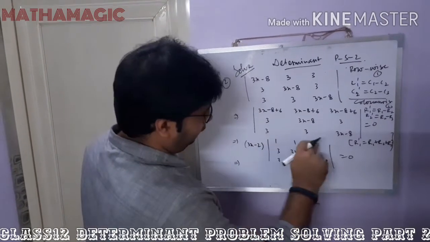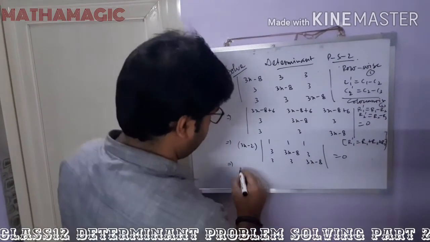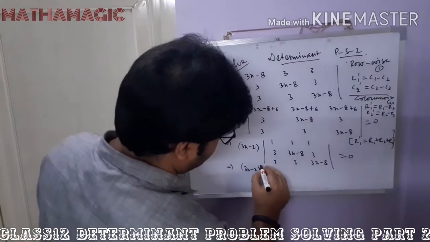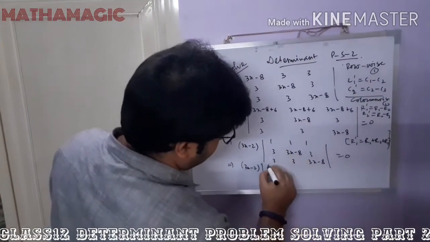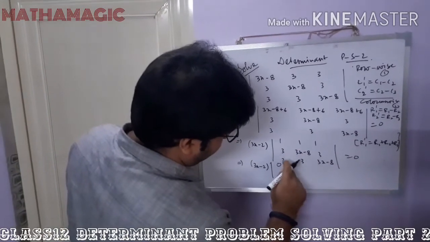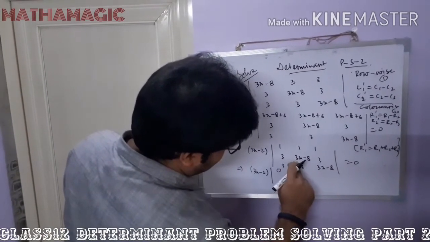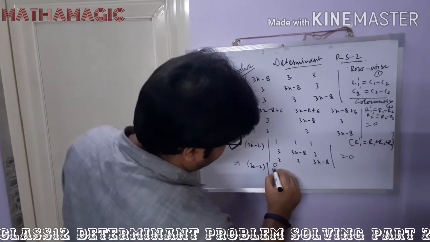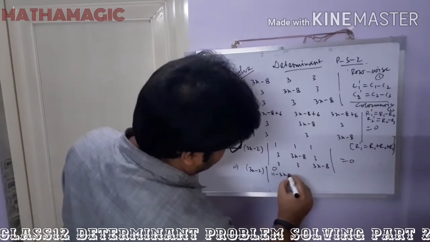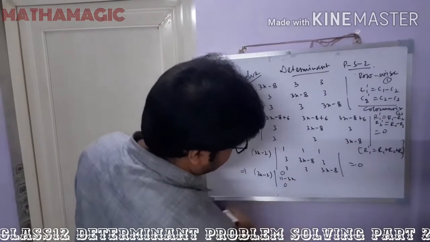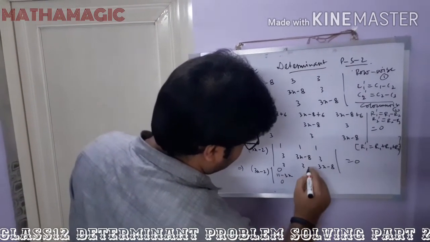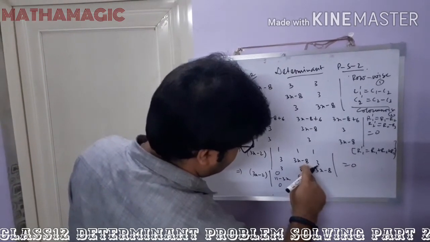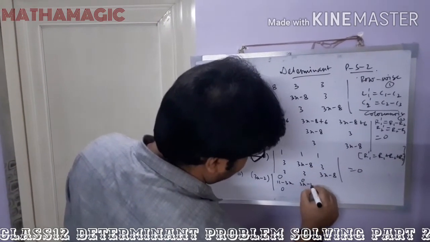So here we have row-wise 1, 1, 1, so we will subtract column-wise. By subtracting column-wise, this will become 0, and 3 minus (3x plus 8), that is 11 minus 3x. Now it is 3 minus 3, that is 0. Now if we subtract these two, it will become 0. So it will become 3x minus 8 minus 3, so 3x minus 11.